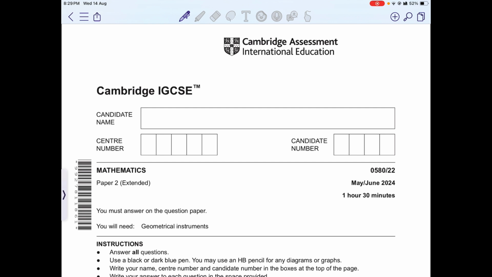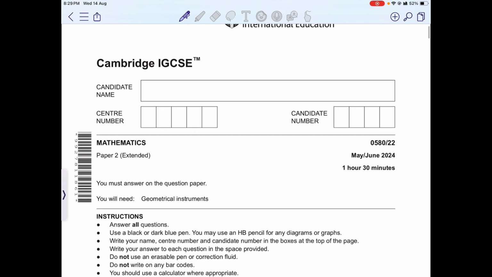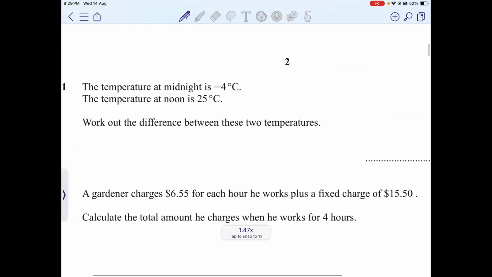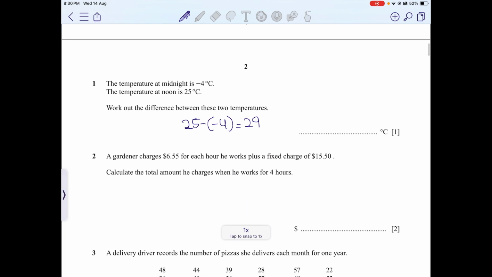So let's go and start today's paper, 0580 paper 22. The first question says the temperature at midnight is -4, the temperature at noon is 25. Work out the difference between these two temperatures. So we take the final temperature, which is 25, and we do minus this -4, which will give us 29 degrees. Final minus initial always, 29 degrees Celsius.